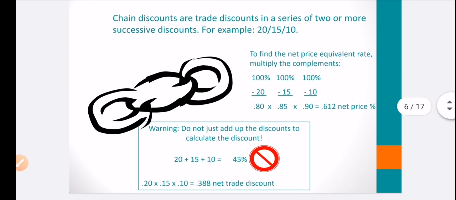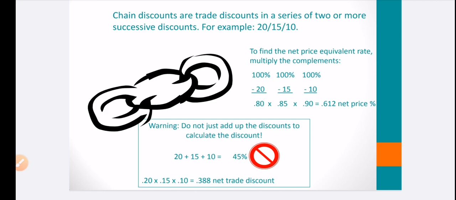We have to stop here and say, suppose that a company made 3 chain discounts, 20%, 15%, and 10%. It is wrong to say that 20% plus 15% plus 10%, which equals 45%, is the discount that this company gave me. No, this is wrong. It is not this way. How to do it? Actually, in a simple way, by multiplying the complements of these chain discounts.